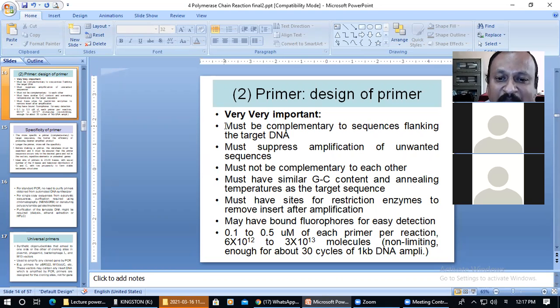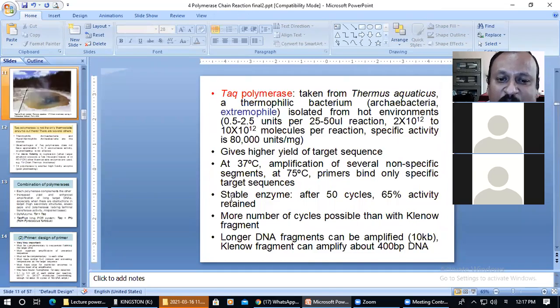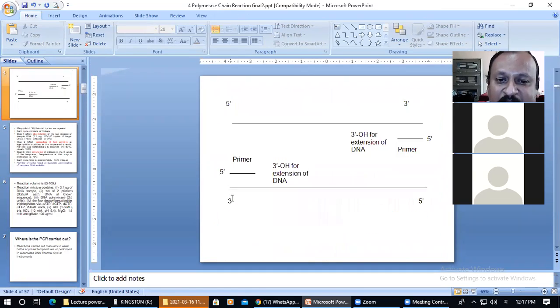Essentially the primer must be complementary to the sequences which are flanking the target DNA. What is the meaning of this? Sequences flanking the target DNA. I go back to my diagram here. Suppose this is the region which I want to copy. This is the target DNA. Then this particular part of the DNA is a sequence recognized by the primer. The primer is binding here.